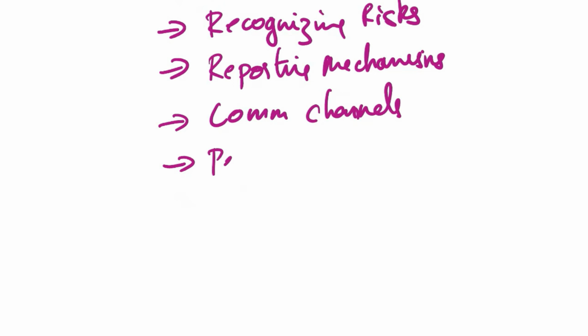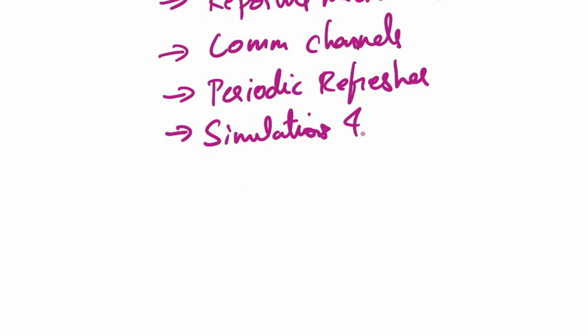Next, conduct periodic refresher training sessions to keep employees updated on evolving risks and changes in the third party landscape. This is essential as the nature of risks may change over time and employees should stay informed. Next, organize simulations and exercises to allow employees to practice responding to potential third party risk scenarios. This hands-on approach enhances their ability to identify and address risks in real world situations.